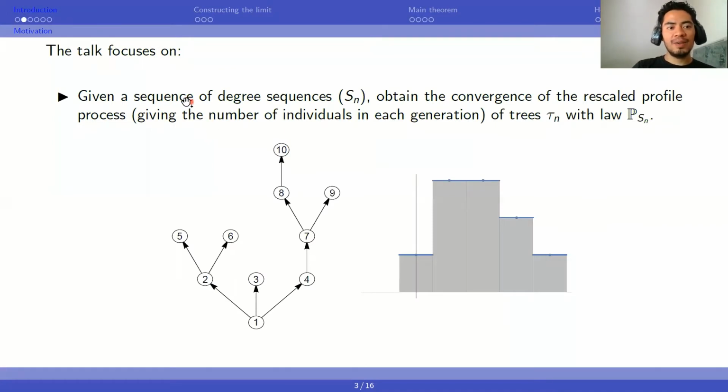In this talk, we fix a sequence of growing degree sequences Sn and discuss the convergence of the rescaled profile process, which is the number of individuals in each generation of trees tau n with law PSn. We depict here in this example the profile process, the number of individuals in each generation, which is 1, 3, 3, 2, 1.